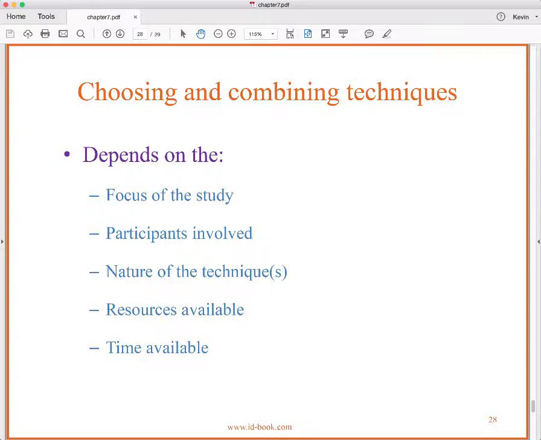And it's going to depend on the focus of the study, the kind of participants involved. There's a good discussion within the chapter on working with children, which is going to be different than working with adults. The nature of the techniques themselves, the resources, the time, and the money available to do it. But again, I think it's really best to think about this kind of incrementally, okay?